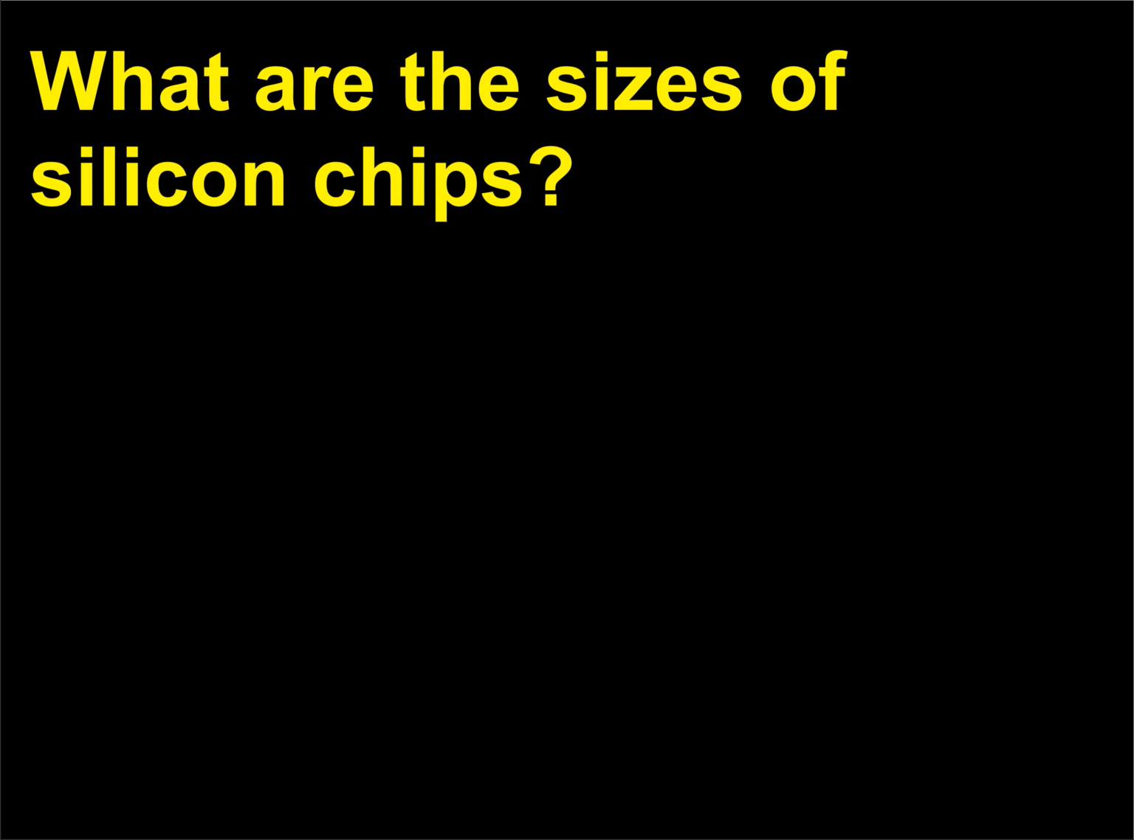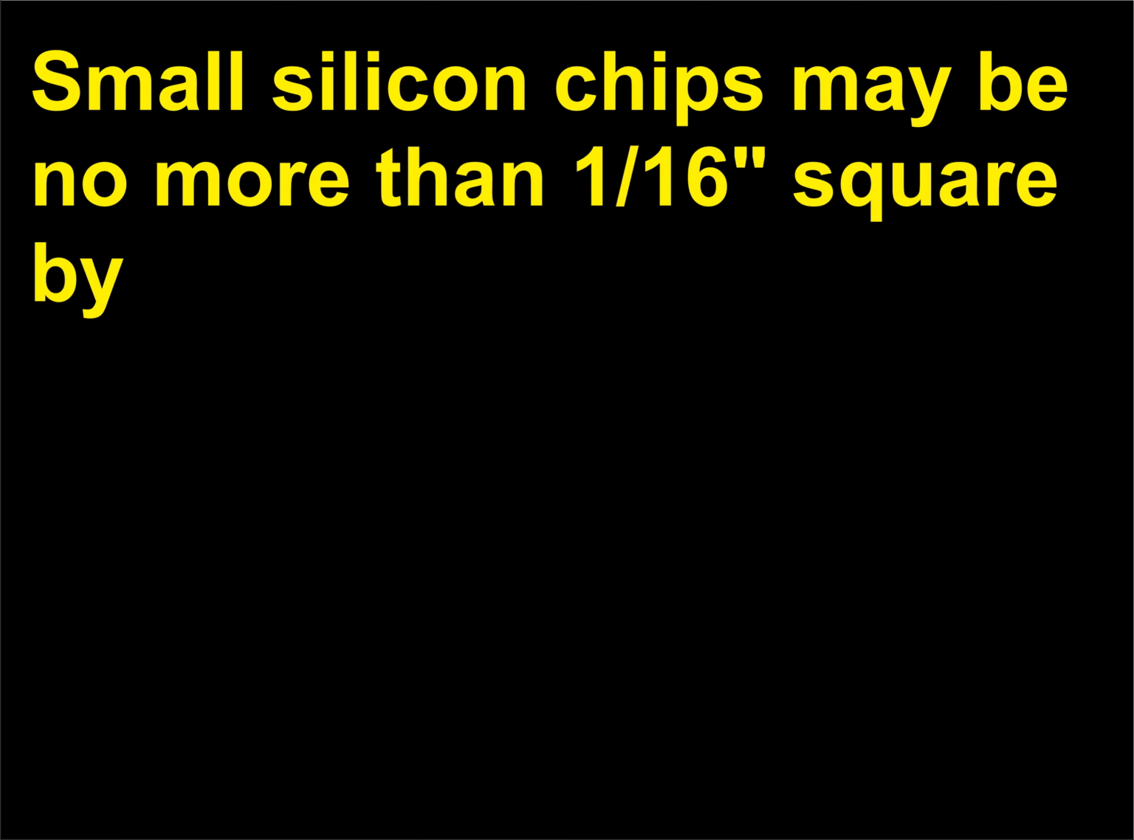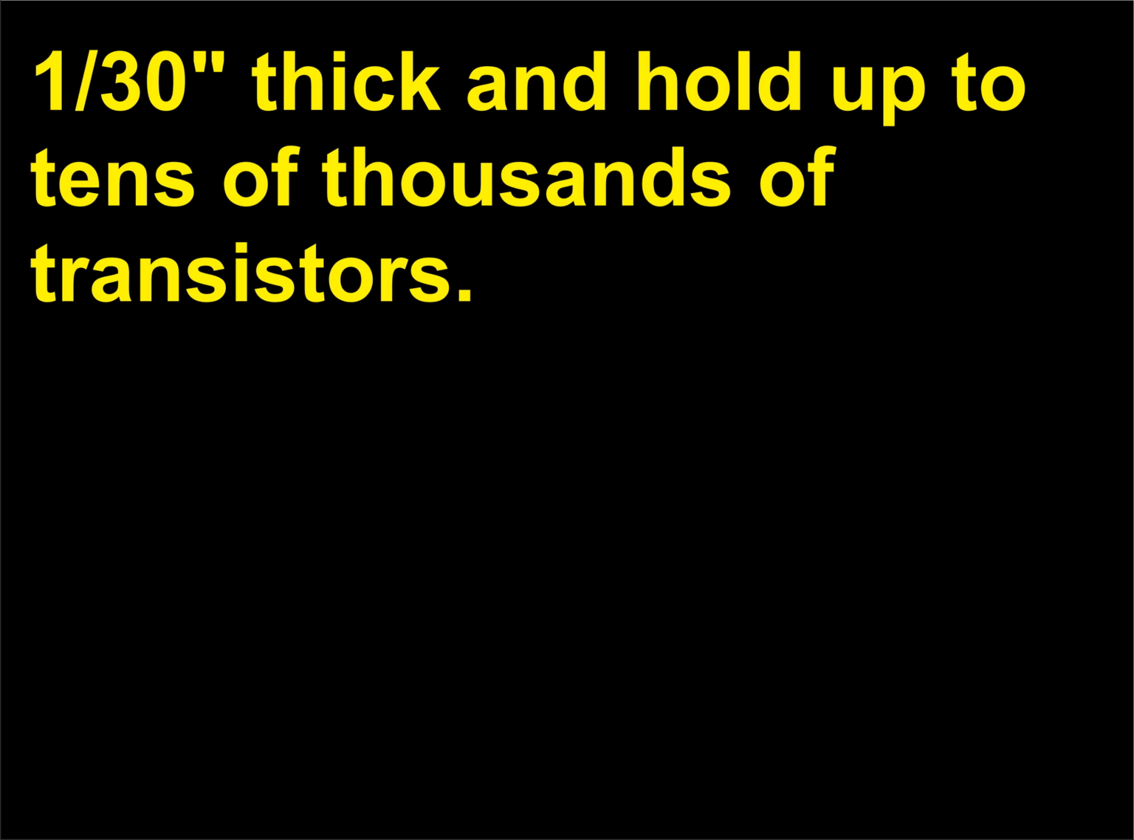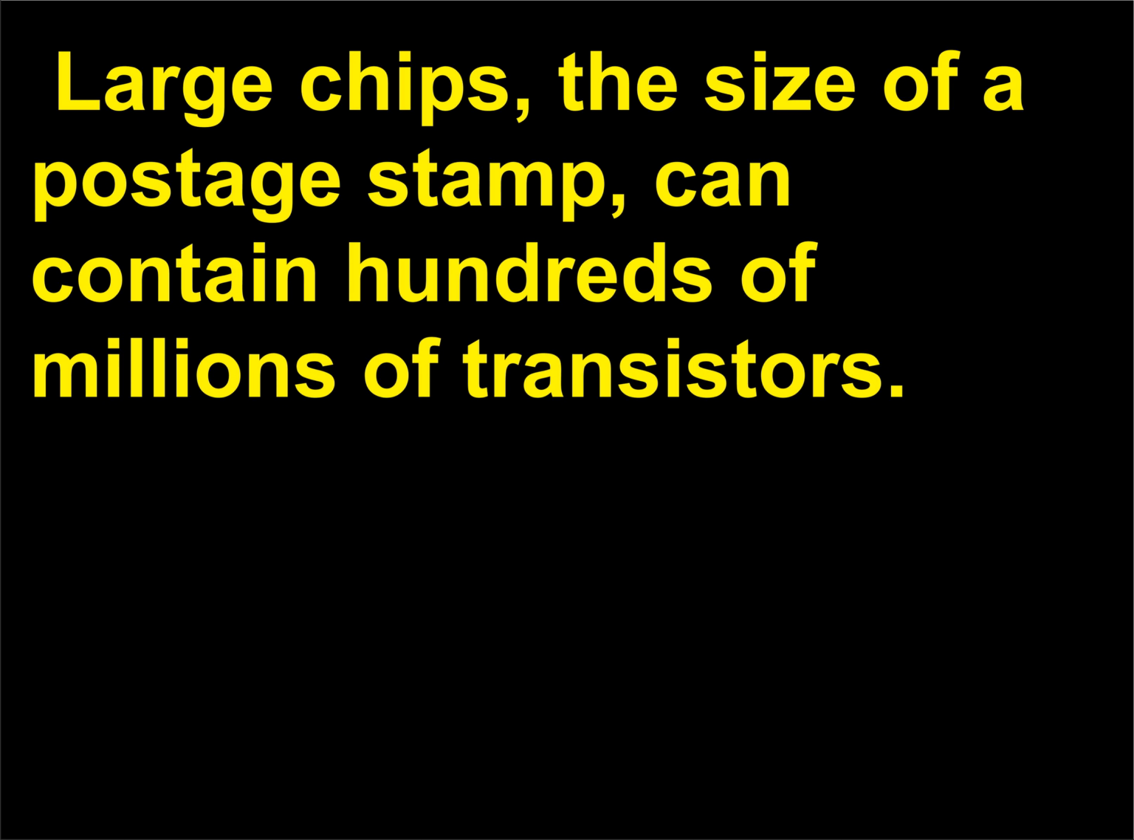What are the sizes of silicon chips? Small silicon chips may be no more than 1/16 square by 1/30 thick and hold up to tens of thousands of transistors. Large chips, the size of a postage stamp, can contain hundreds of millions of transistors.